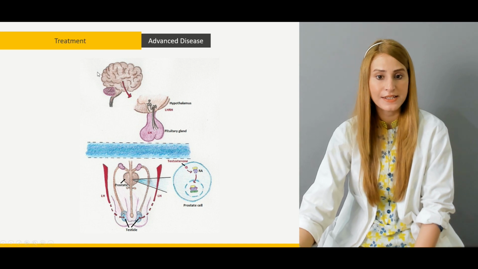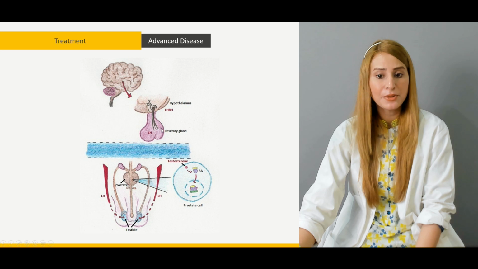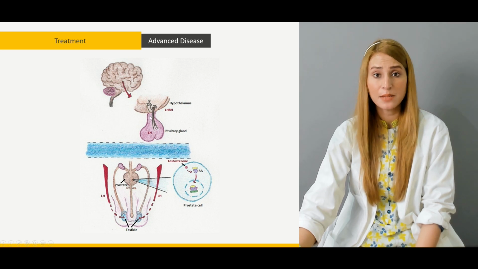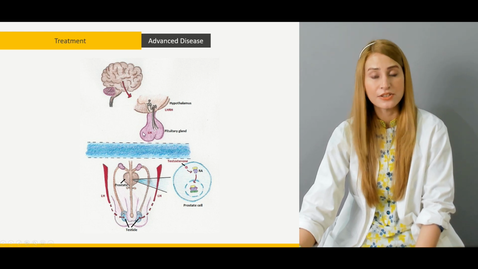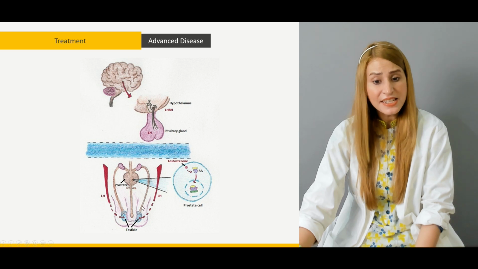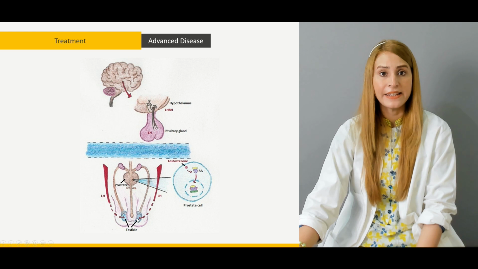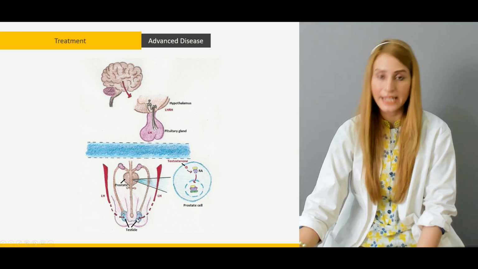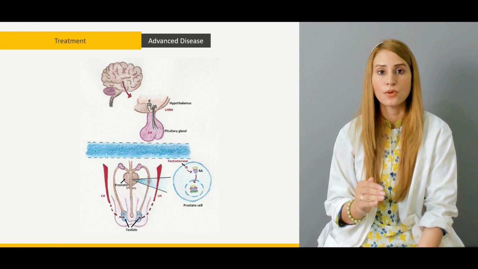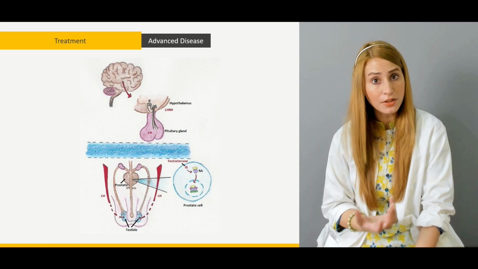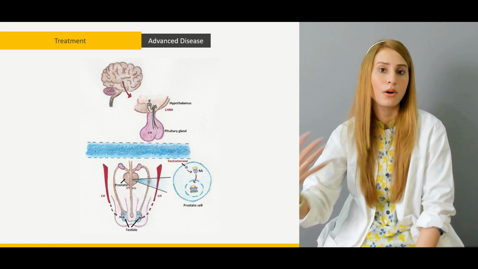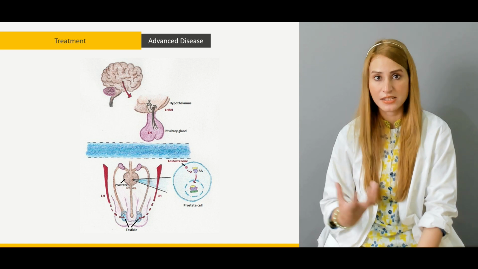You can see here the hypothalamus and the pituitary gland. The hypothalamus releases luteinizing hormone releasing hormone, and from the anterior pituitary, luteinizing hormone, LH, is released. This LH then acts on the testes and releases testosterone. In the presence of testosterone, there is a stimulatory effect on the prostate, and hyperplasia of the prostate takes place.